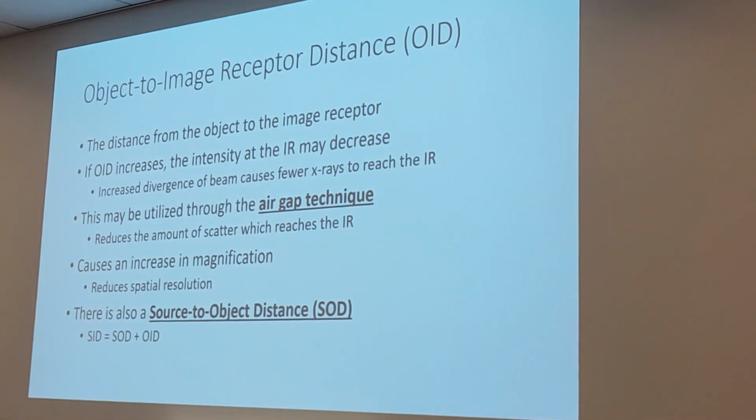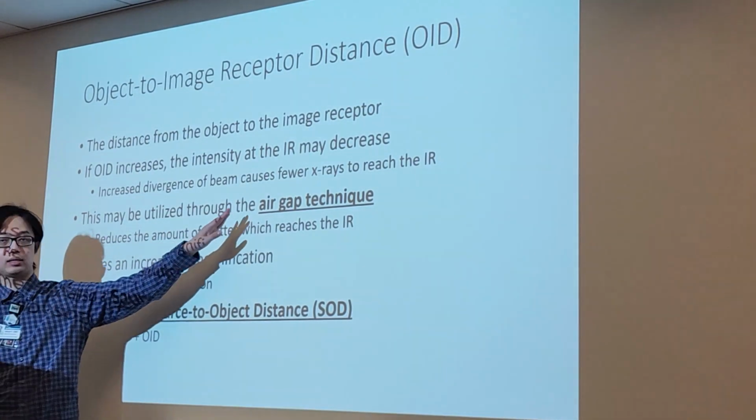Okay, so OID, that's the distance from that object to the IR. If the OID increases, the intensity at the IR decreases. You know, increased divergence of the beam, fewer X-rays reach the IR. And we can even use this to help reduce scatter through something called the air gap technique.